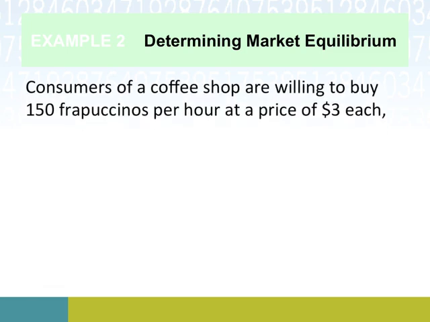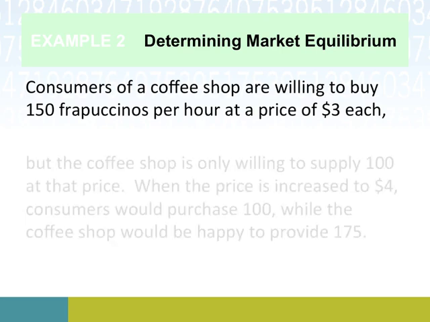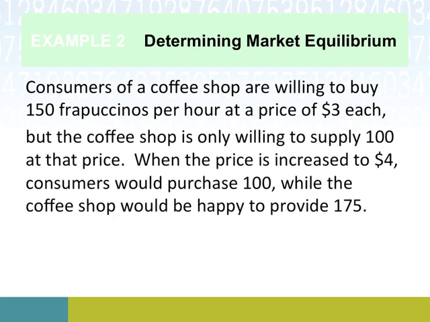Consumers of a coffee shop are willing to buy 150 frappuccinos every hour at a price of $3 each. However, the coffee shop is only willing to supply 100 of them at that price. Perhaps it has to do with staffing or other considerations. But if they were able to charge $4, then consumers are only going to buy 100, but the coffee shop would be happier making 175 of those.